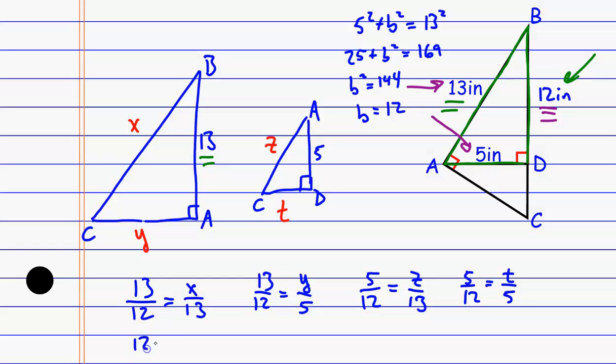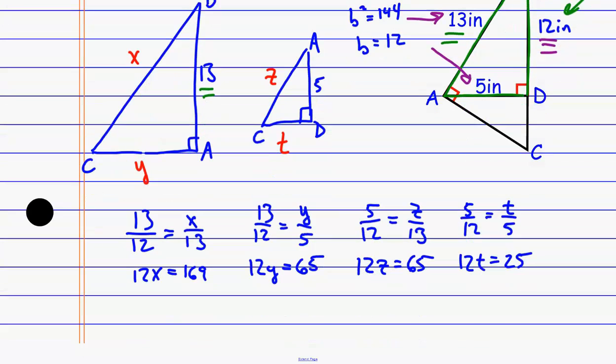So here that gives me 12x equals 169. And I'll just solve each of these simultaneously. This is 12y equals 65. This one gives me 12z equals 65. And this one right here gives me 12t equals 25. And I can go ahead and solve each of these.